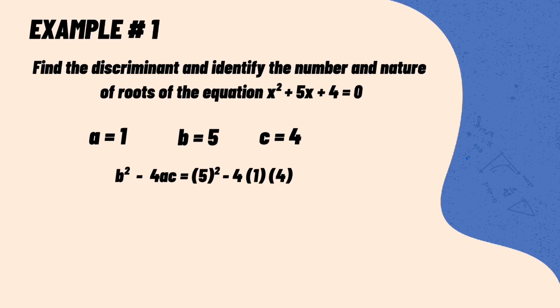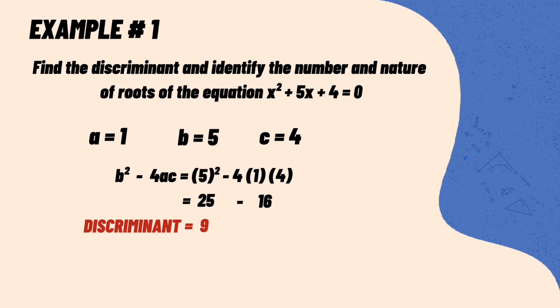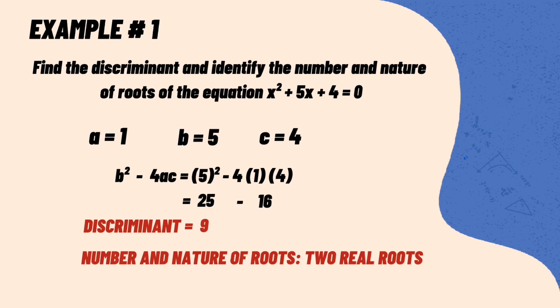Then, we have to simplify the expression. 5 squared will become 25. 4 times 1 is 4. Times 4, we will have 16. Then, 25 minus 16 is 9. Therefore, our discriminant is 9. Since 9 is positive or greater than 0, then the equation x squared plus 5x plus 4 is equal to 0 has two real roots.